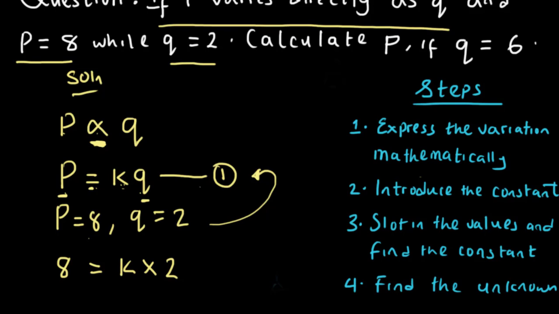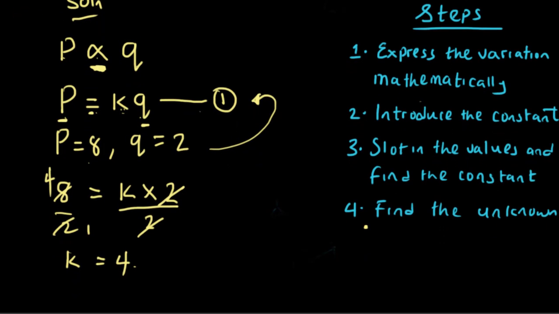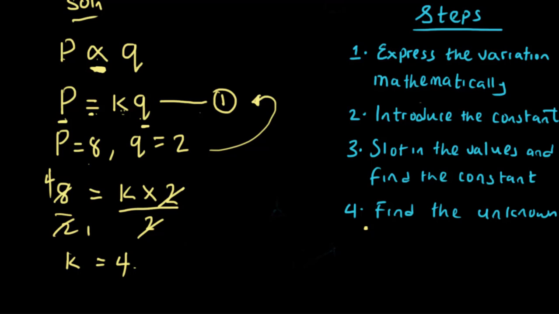The second part of step 3 is to find the constant. So to find the constant, we divide both sides by 2. 2 cancels 2. 2 here 1, 2 here 4. That means our constant equals 4. That is K equals 4. Does that make sense? So before we go to step 4 to find the unknown, we have to put K equals 4 in equation 1. So wherever we see K in equation 1, we call it 4. So we'll be having P equals 4Q.